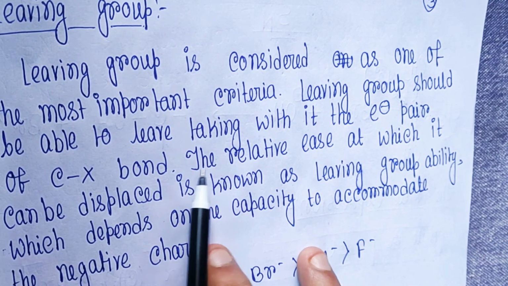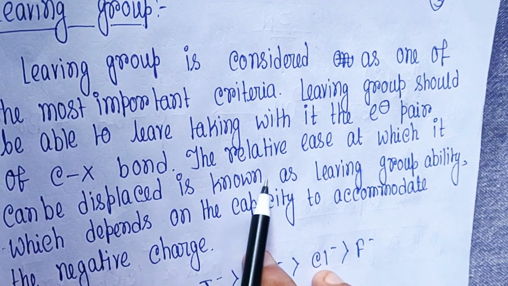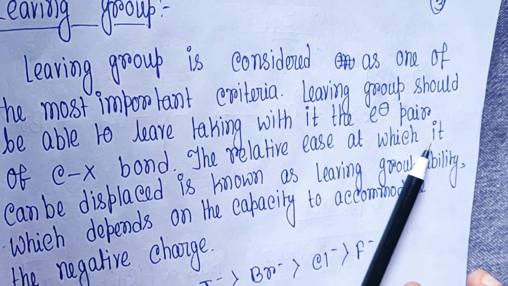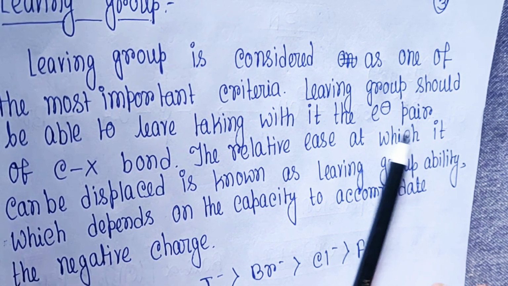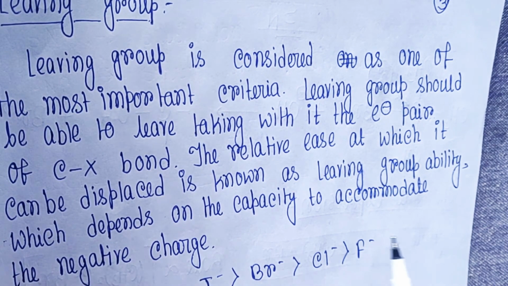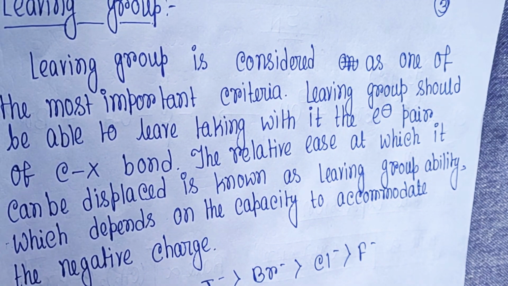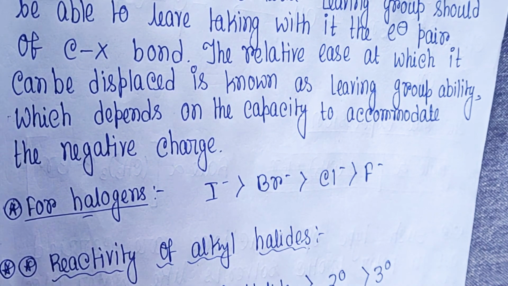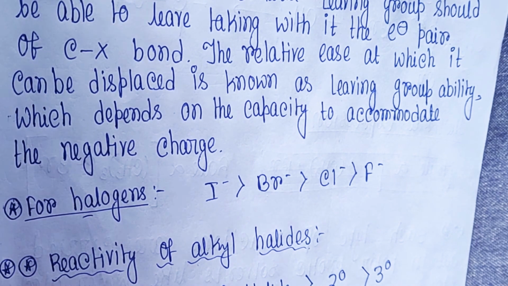The relative ease with which it can be displaced is known as leaving group ability. So the less pressure, the less effort you need to make a leaving group leave, that is the ability of the leaving group, which depends on the capacity to accommodate the negative charge. As you can see, a leaving group is something that takes up the negative charge.